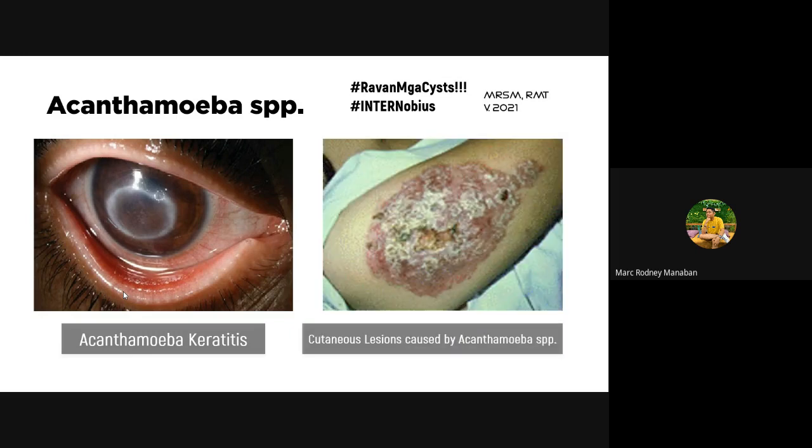All right? And this is your cutaneous lesion from an immunocompromised patient that is affected by your Acanthamoeba. So cutaneous lesion. Okay? All right. Ayan. So usually seen again in immunocompromised patients or those with AIDS. Okay. All right. So that's for the diseases that your Acanthamoeba causes. Okay? All right. Ayan. Sige.